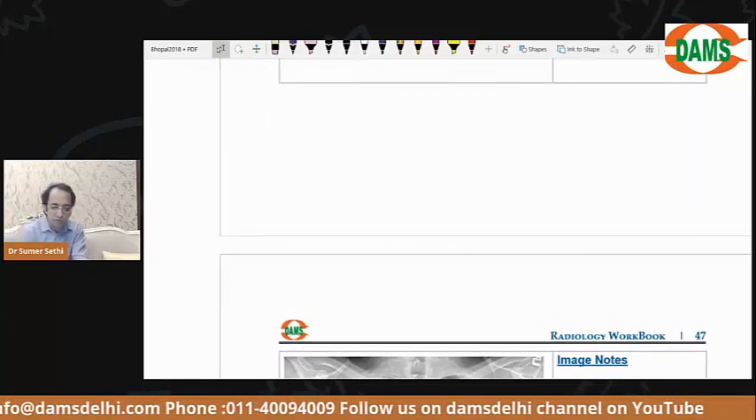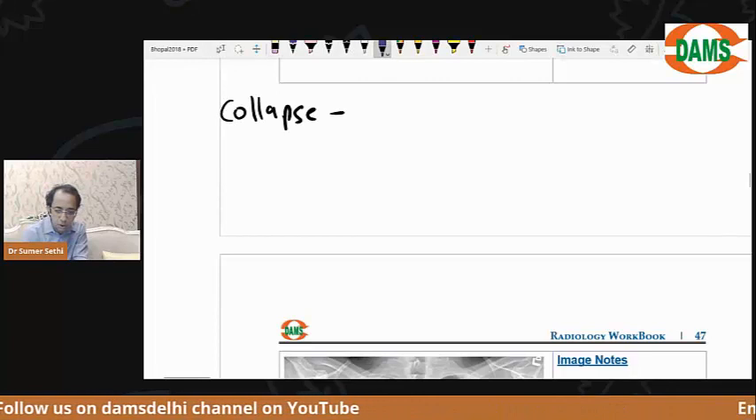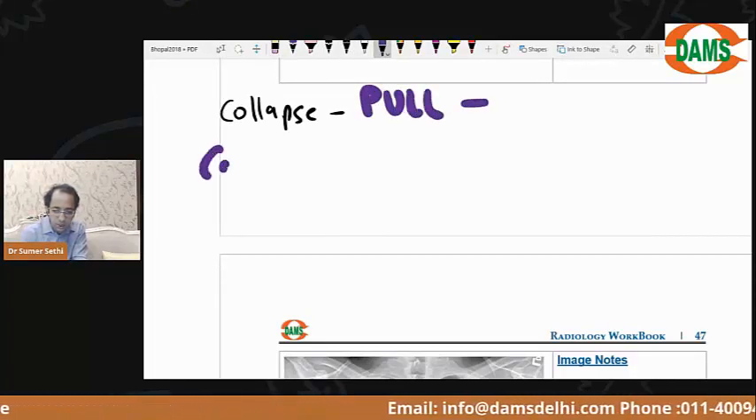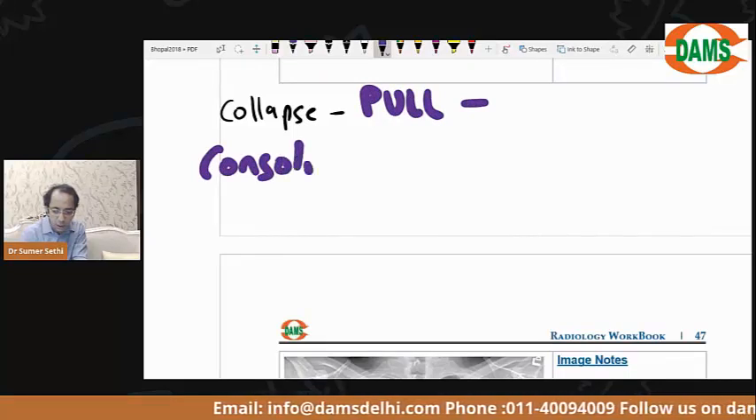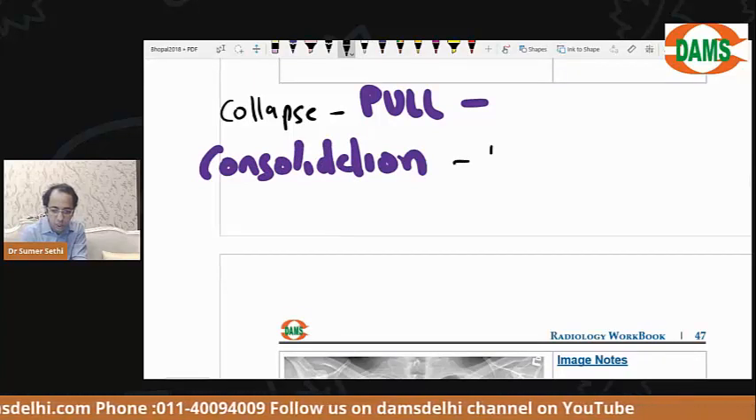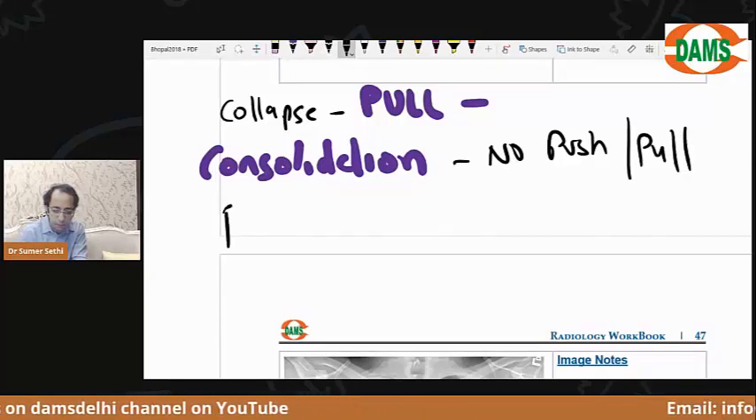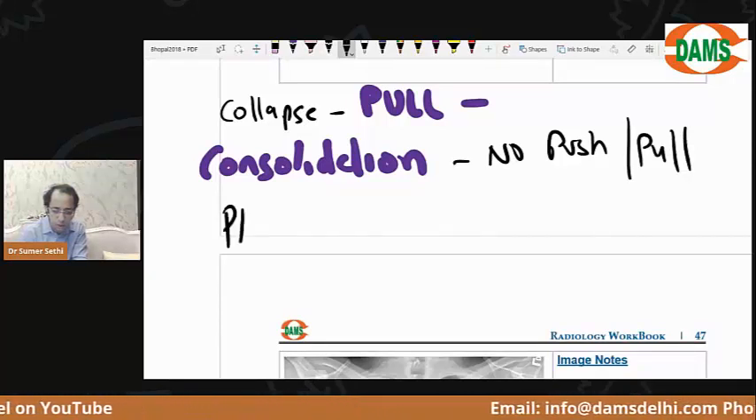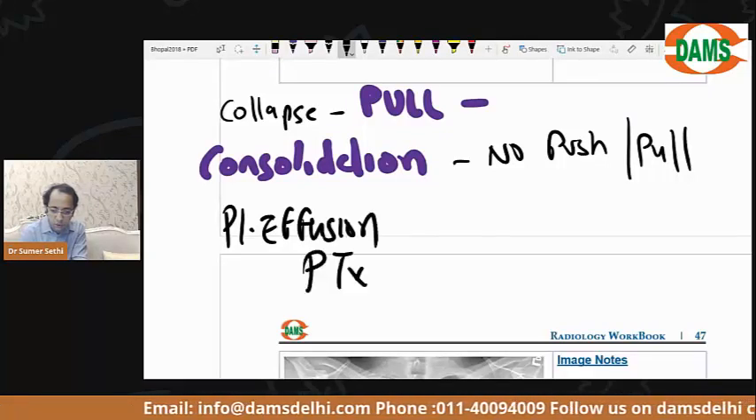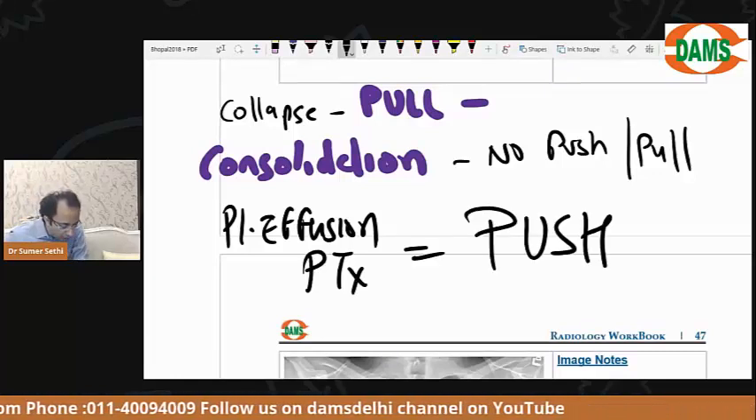Okay. So far we have learned: collapse should pull the trachea towards the disease. Consolidation will have no push or pull. Pleural effusion and pneumothorax will push the trachea and mediastinum away from it. Okay, now is it okay?